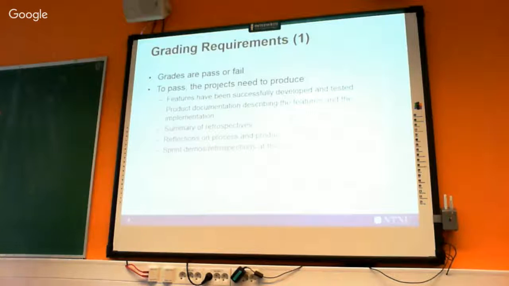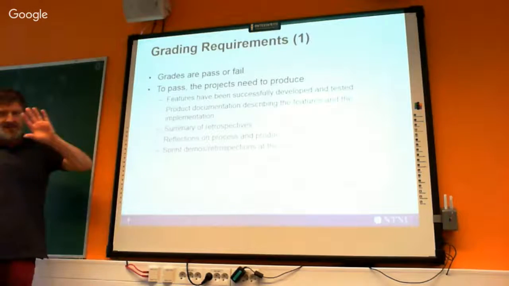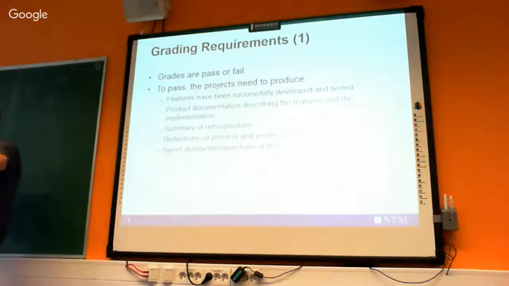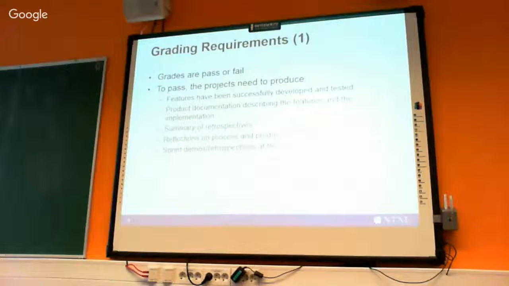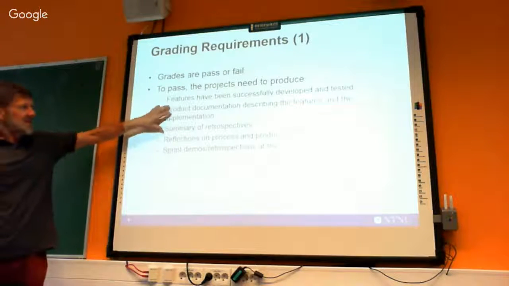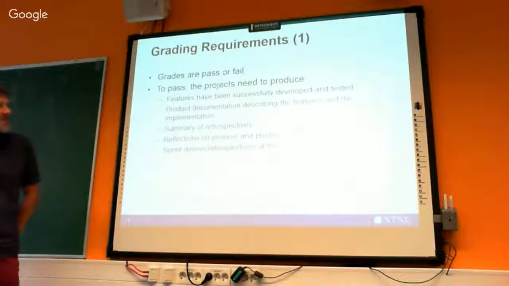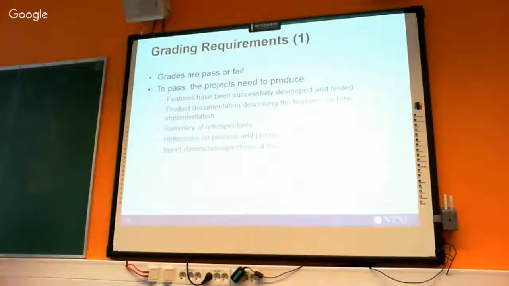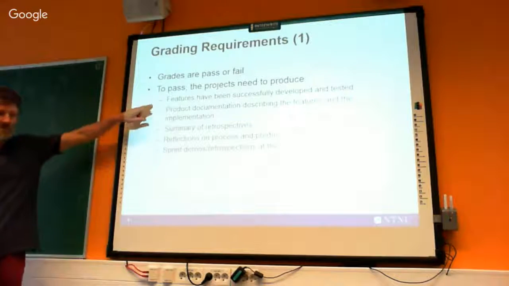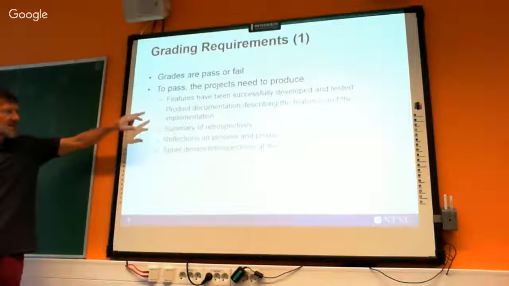This is pass or fail, so there isn't an A to F scale here. You pass or you fail. And to pass, there are two steps here. First, the team as such needs to pass, and then you individually need to pass as well. But for a team to pass, you need to produce some features that are developed successfully and tested, so that you are actually delivering something, contributing to the open source project.